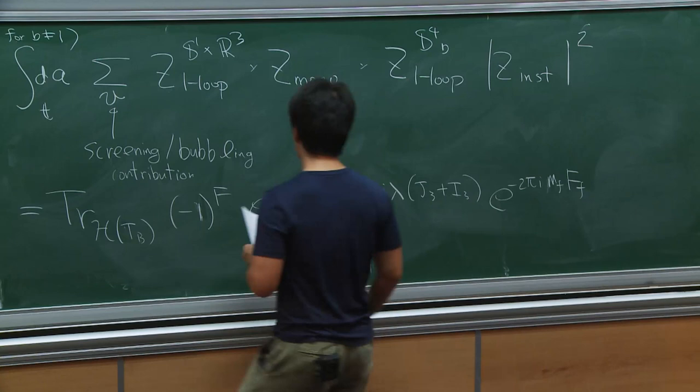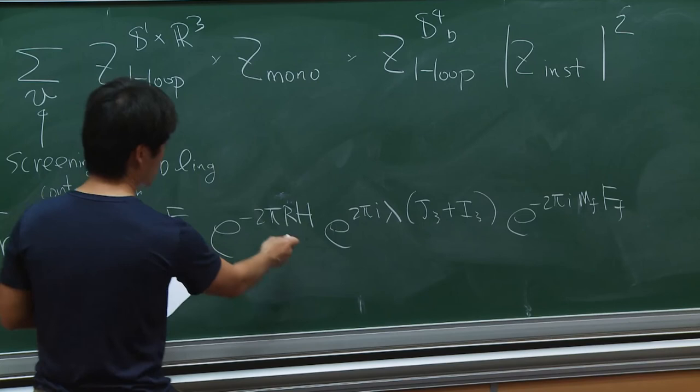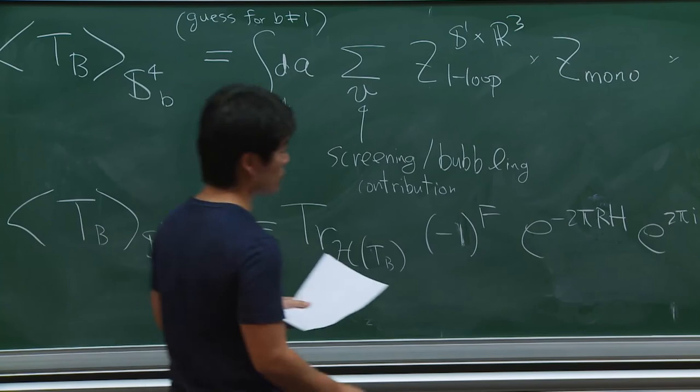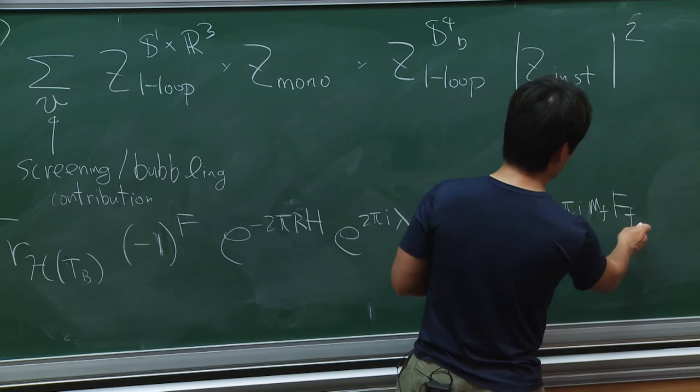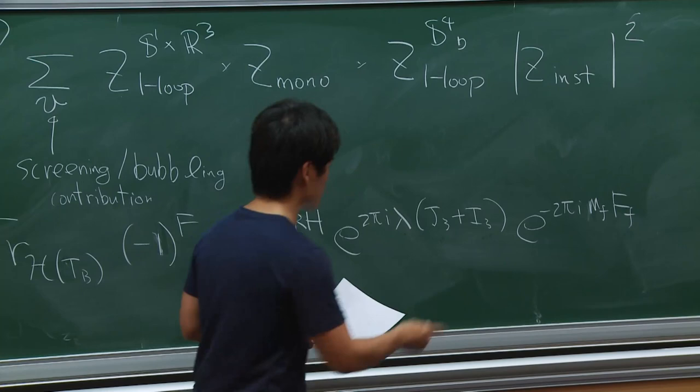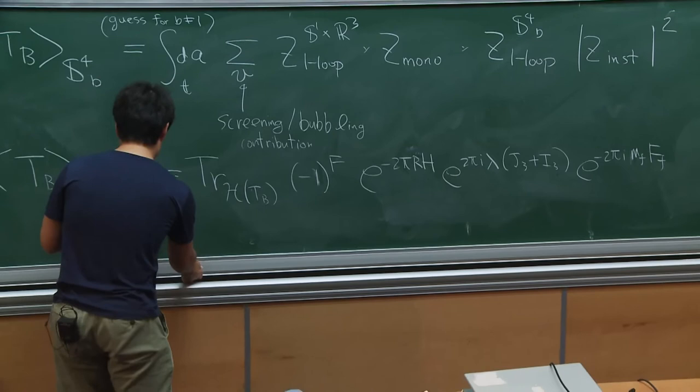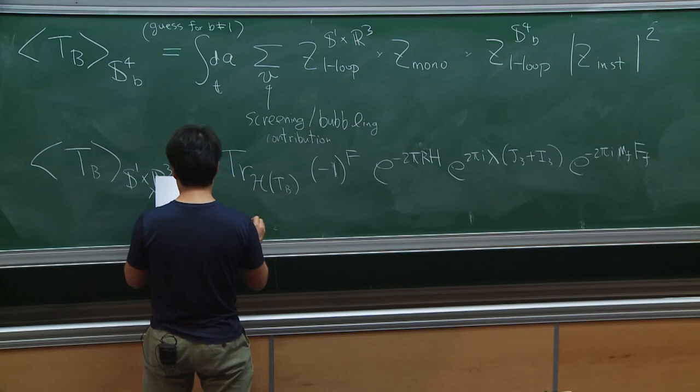So here, H is the Hamiltonian, R is the radius of the circle, lambda is basically the omega deformation parameter, J3 is a rotation operator, I3 is the SU(2)_R rotation operator, and F is the flavor generator. And m_F is then the fugacity. Now, if you do localization on S1 times R3, what you find is the following structure.